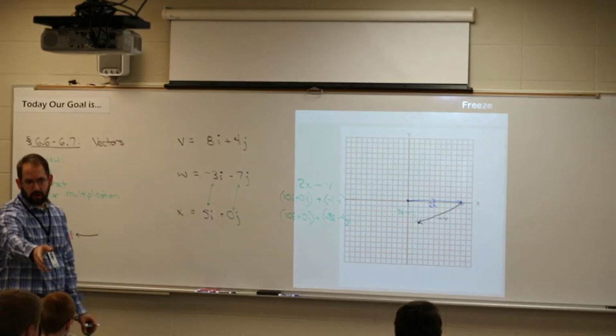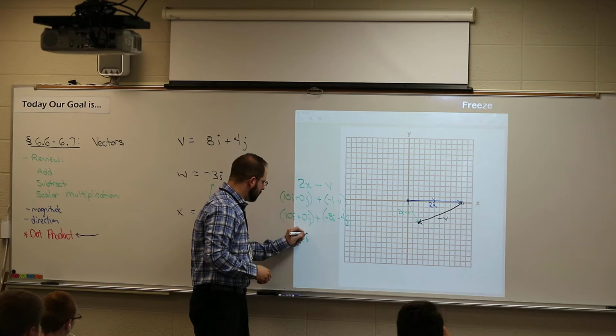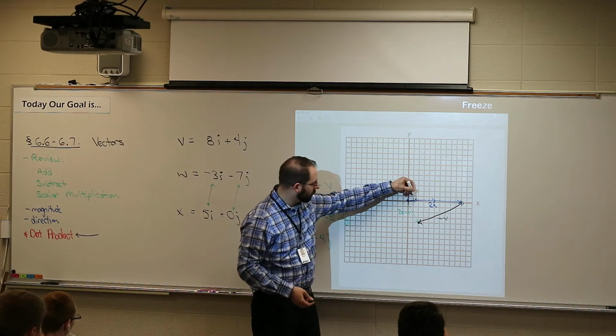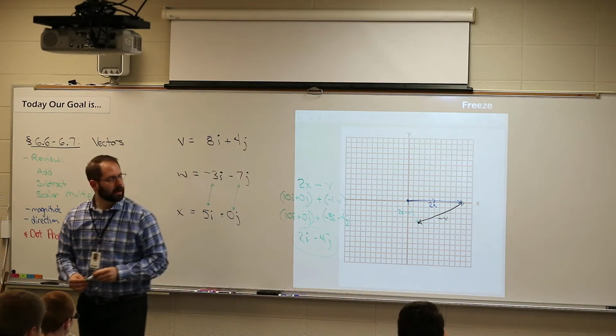And what was the result? You were saying it out earlier. What do these things add up to be? 2i and -4j. 2i minus 4j. And that should make sense. From (0, 0), I could have gone over 2, down 4. So that makes sense. So I can double check my answer is correct.